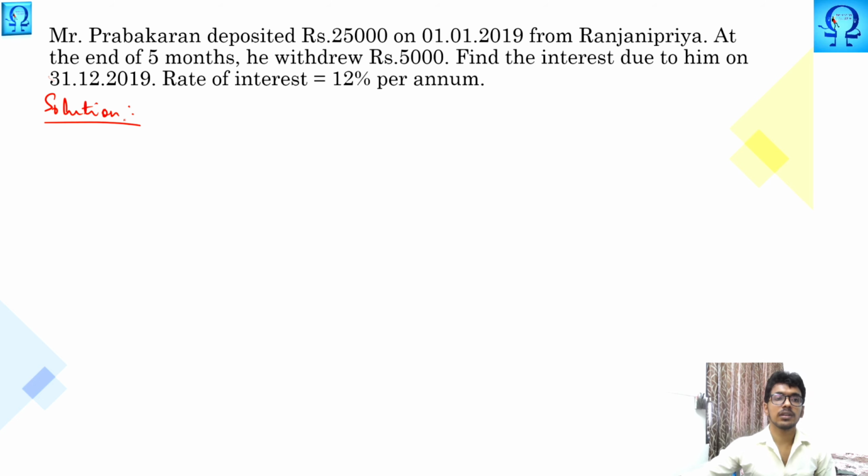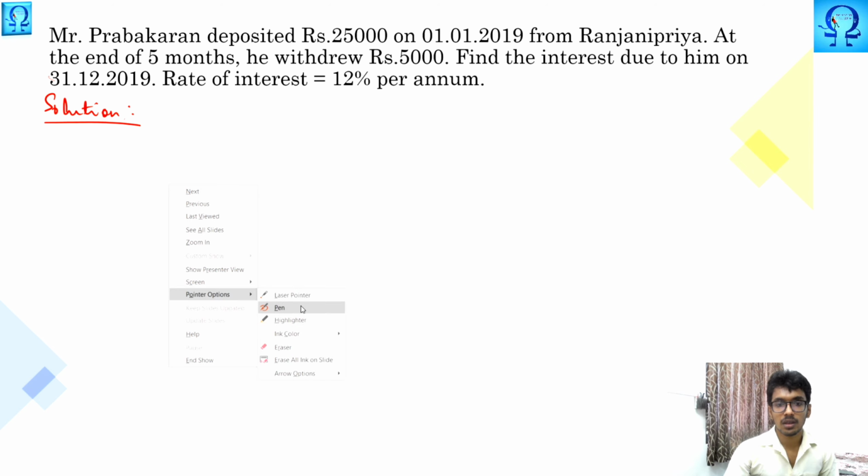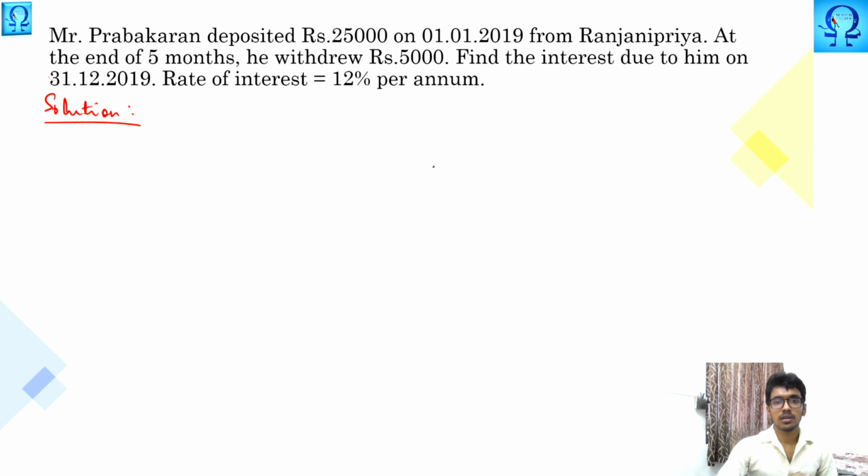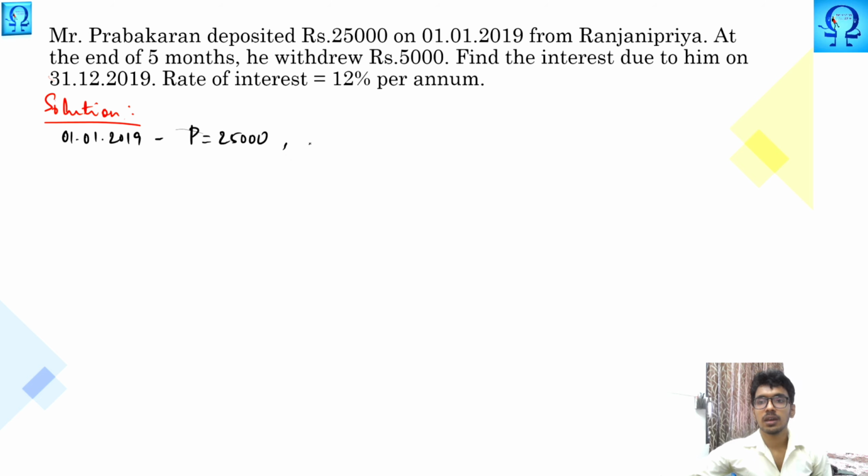Okay, what is given? Mr. Prabhakaran deposited rupees 25,000 on 1st January 2019, from Ranjini Priya. At the end of 5 months, he withdrew rupees 5,000. So on 1/1/2019, the principal amount is 25,000, and the rate of interest was 12 percentage per annum.